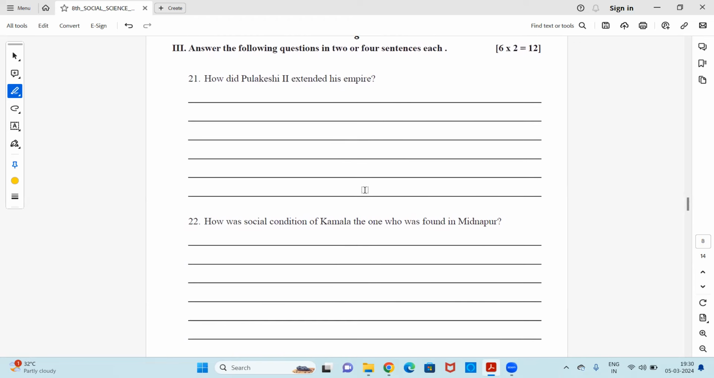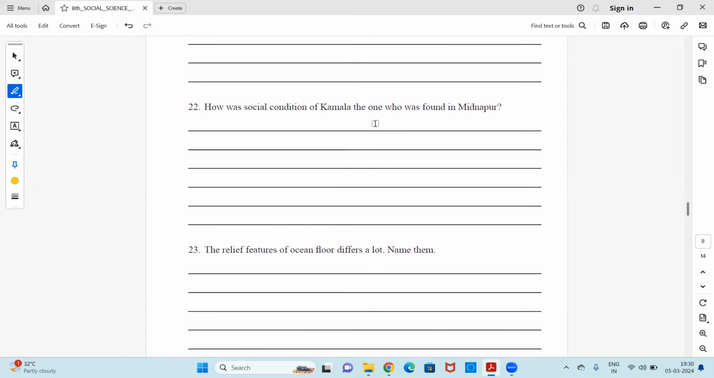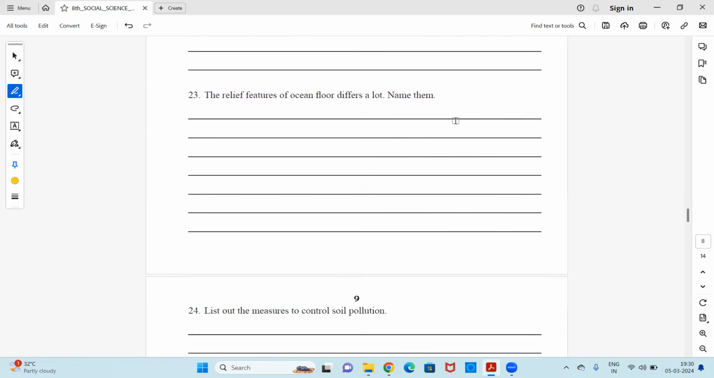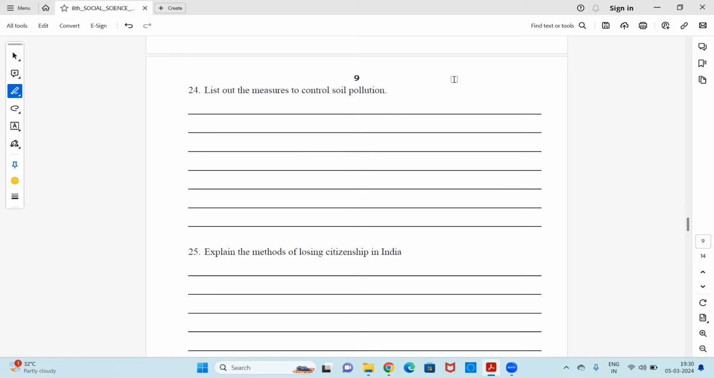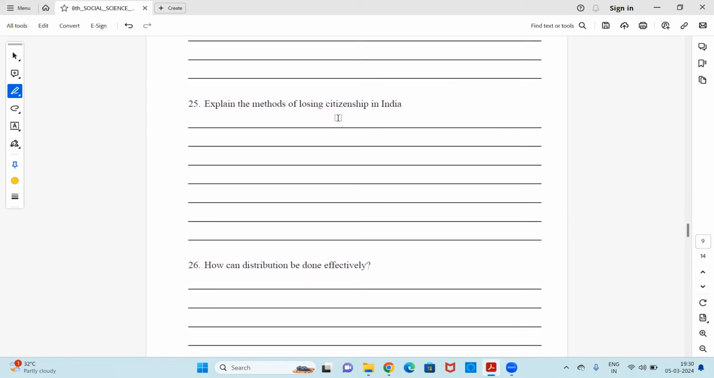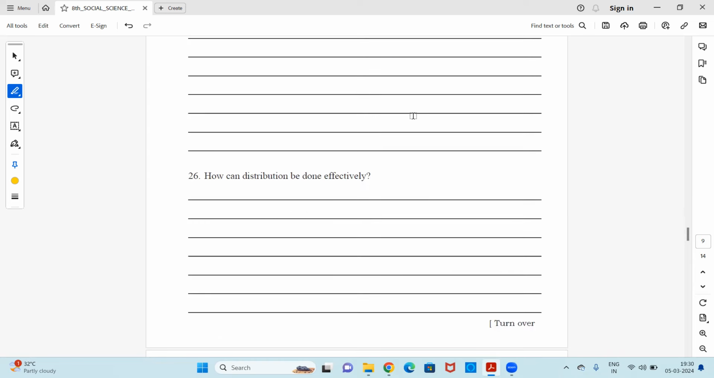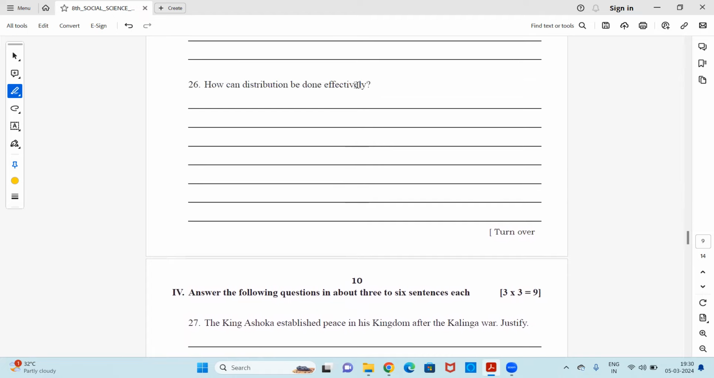Next, third main section, you have longer questions. They are for two to four sentences, each carrying 2 marks. Now, the first question here is, how did Pulakeshi II extend his empire? How was the social condition of Kamala, the one who was found in Midnapore? The relief features of the ocean floor differ a lot. Name them. List out the measures to control soil pollution. Okay, next question. Explain the methods of losing citizenship in India. How can distribution be done effectively? So these are 2-mark questions.